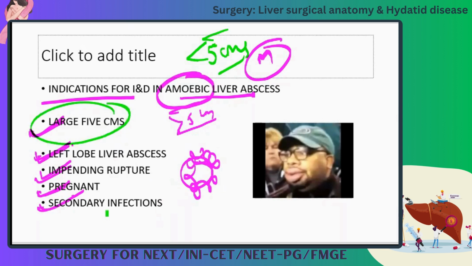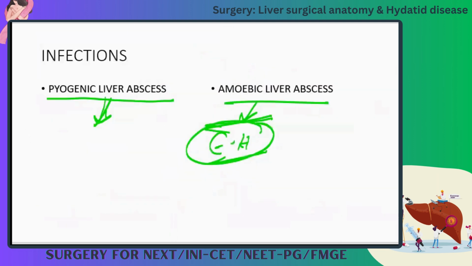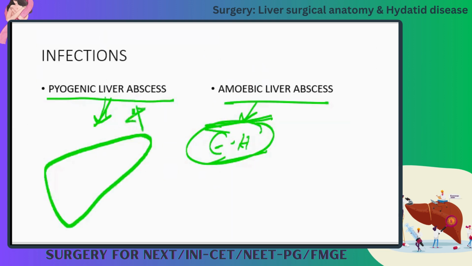So all these are self-explanatory. Large, we have to go definitely. Impending rupture, pregnancy, secondary infection. But I am specifically asking about the left lobe of the liver abscess. In the left lobe, why should we go? See, this is the kidney, this is the liver, this is the heart here. So any abscess in the left lobe, we have to drain, no matter what the size is. Why is it so?